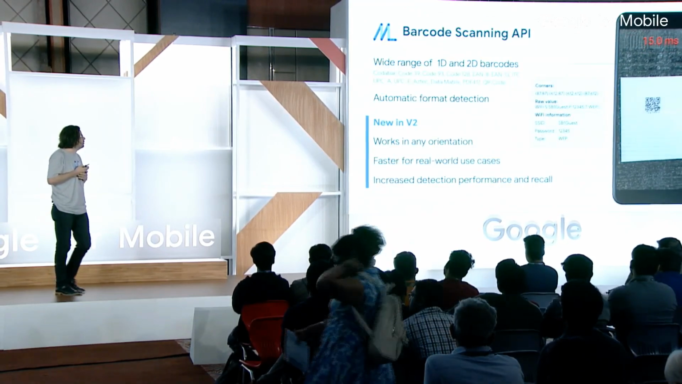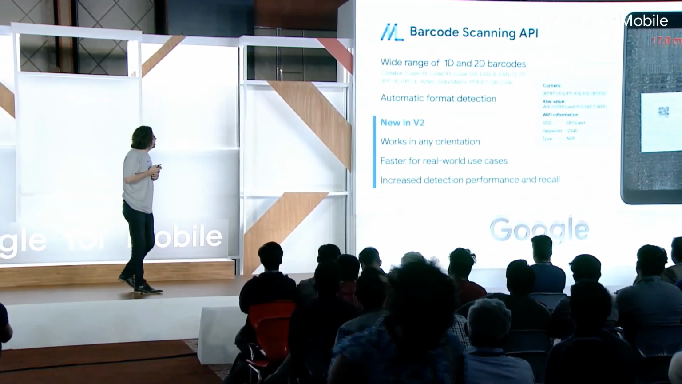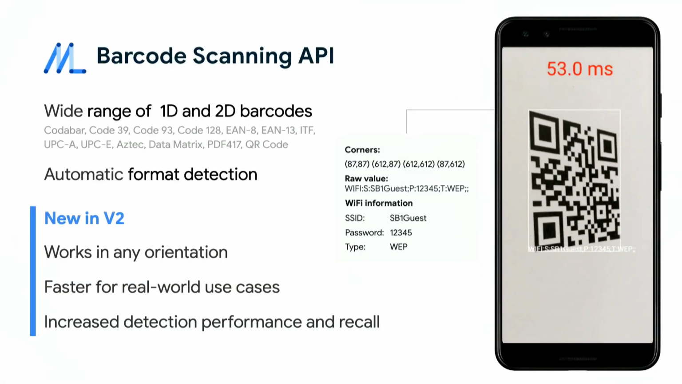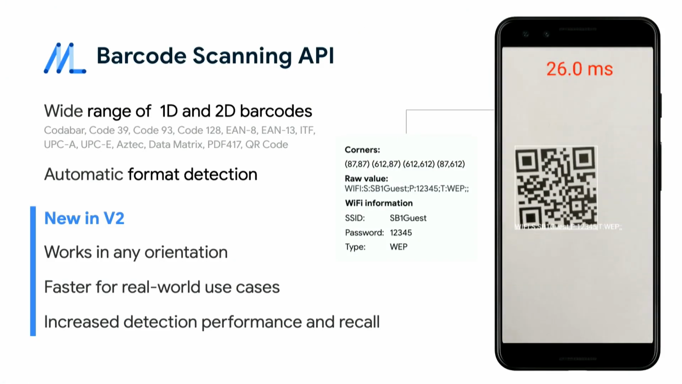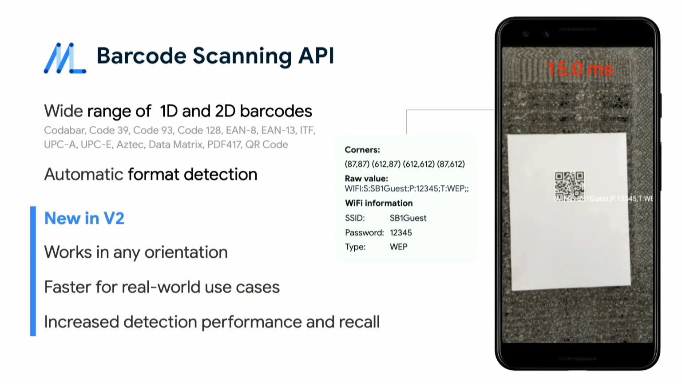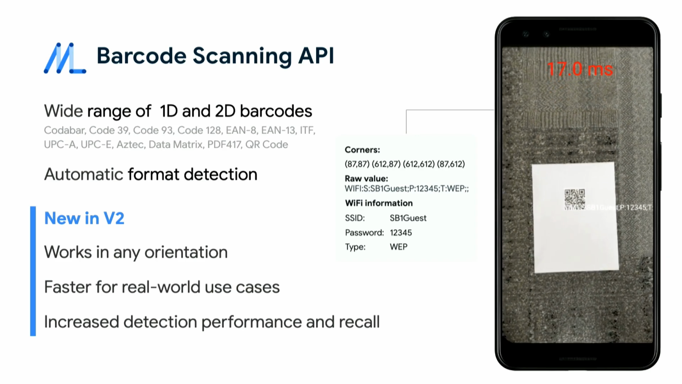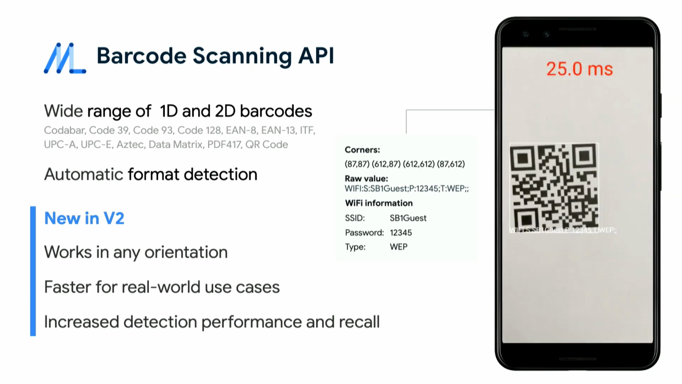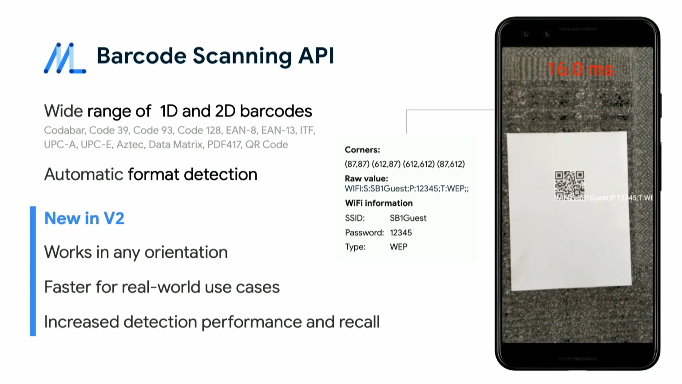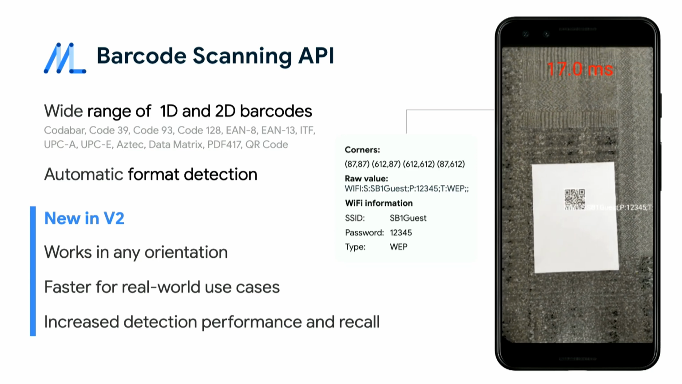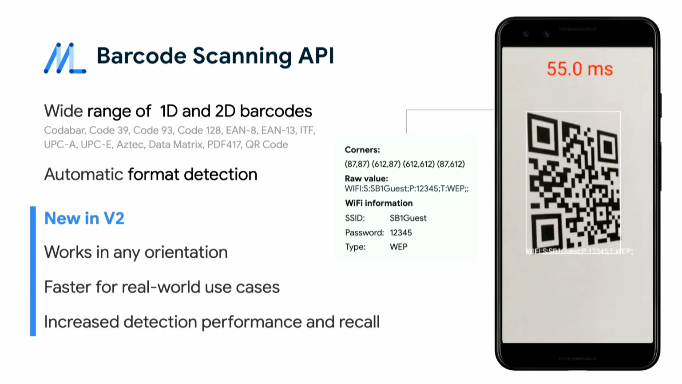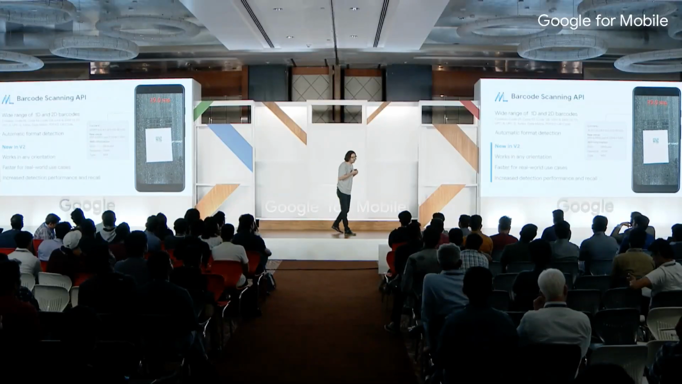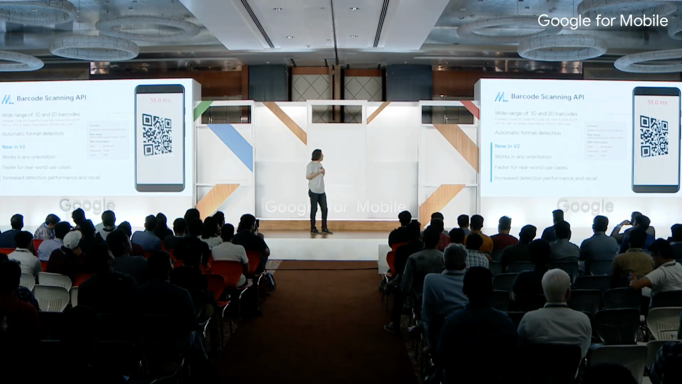Okay, let me walk through a couple of these as examples. One of the APIs we launched with last year was the barcode scanning API. This allows you to detect a wide range of barcodes, both one-dimensional and two-dimensional. It automatically detects the format, and it also provides some structured information from the barcode. So in case you point your phone at a barcode that has Wi-Fi access information, it will provide that back to you in a structured format, so you don't have to parse the string yourself.